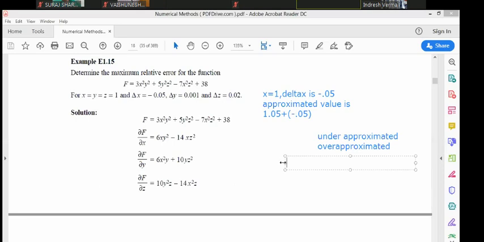Yes, 0.999 and another value is 0.98. These are under approximated, because they are less than 1. 1.05 is over approximated because it is greater than 1. 1 is the exact or true value.